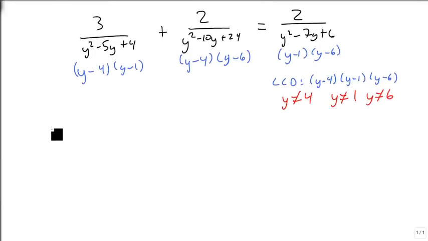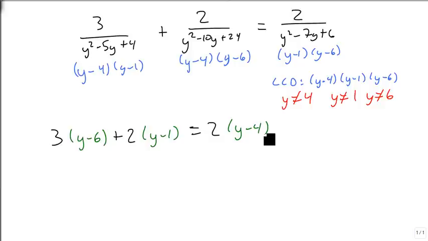So now we're going to go through. I'm going to multiply each one by what it's missing. The 3 is missing the y minus 6, because it has the 4 and the 1. The 2 is missing the y minus 1, because it has the minus 4 and the minus 6. And the 2 on the other side is missing the y minus 4. So now we distribute.